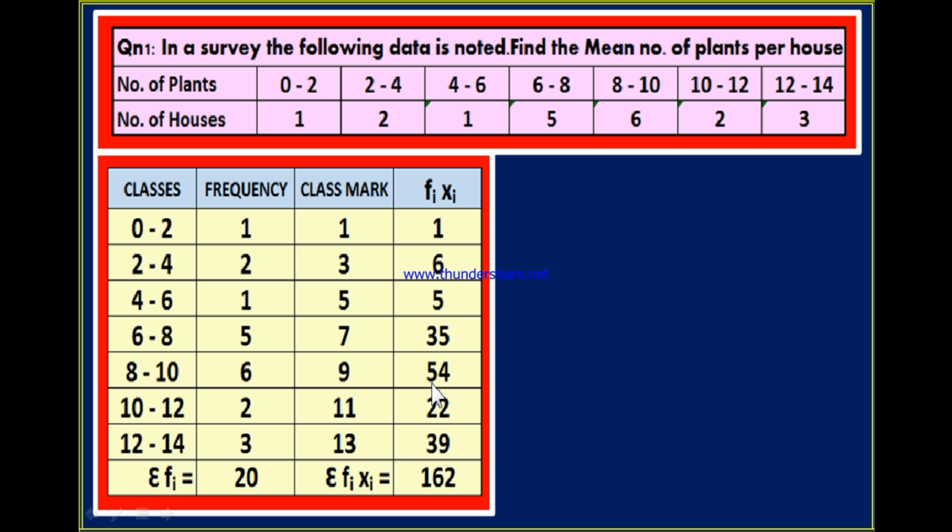Formula is AM is equal to sigma Fi xi divided by sigma Fi. What is the value of sigma Fi xi? Dear children, you see, sigma Fi xi is 162 divided by sigma Fi is 20. Understood? 2 in 162, 81 times, and in 20, 10 times. 81 by 10, which is equal to 8.1. Therefore, arithmetic mean of the given data is equal to 8.1. That is, on average, there are 8.1 plants in each house.